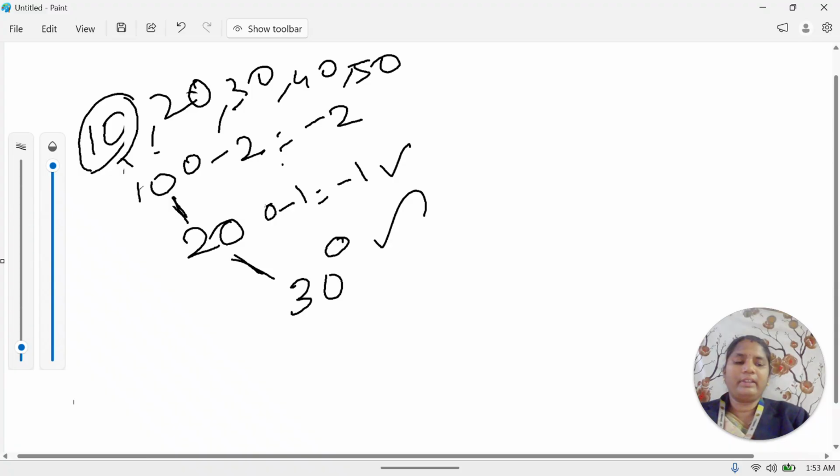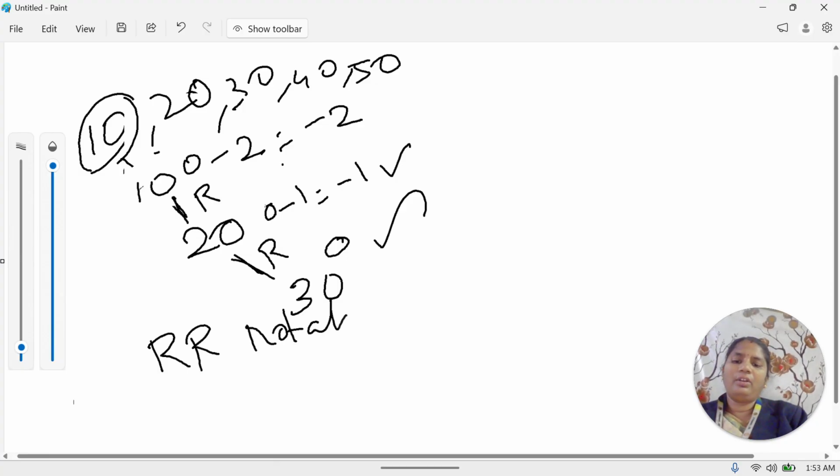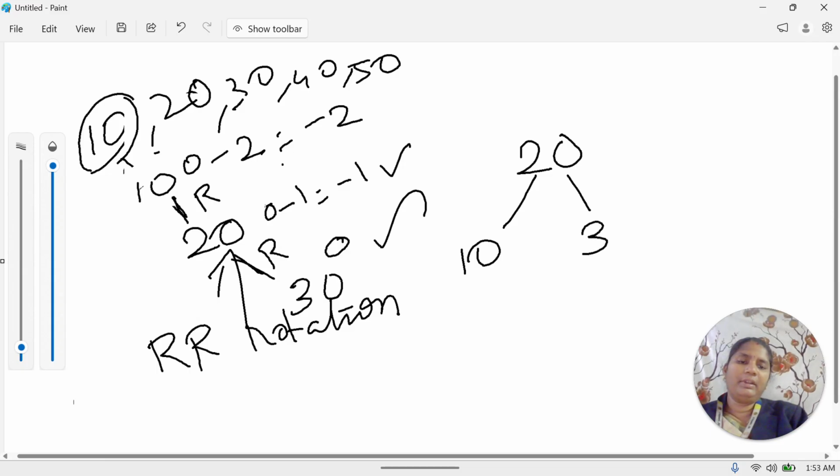Here we have to check the direction of the rotation. This is in the right direction and this is also in the right direction, so we perform the RR rotation. RR rotation means we perform a left rotate at 20. So 20 becomes the root node, 10 becomes the left child, and 30 becomes the right child. Now the tree is balanced. Here the balancing factor is 0, and here 1 minus 1 is 0. Because it balances at every insertion, it is called a self-balancing binary tree.